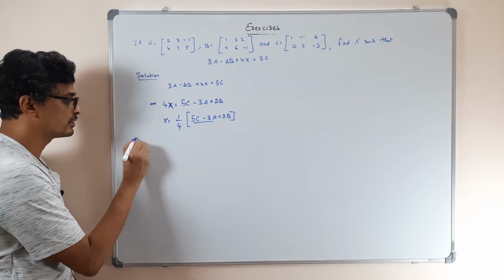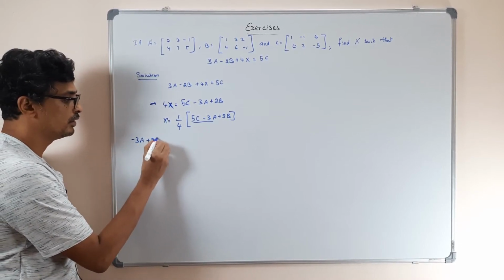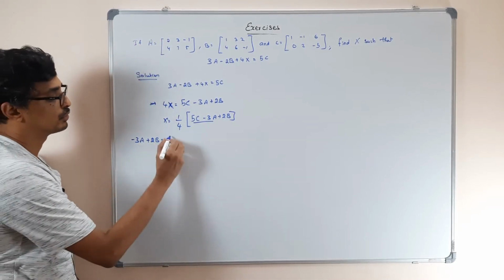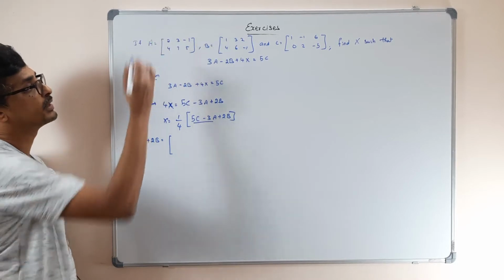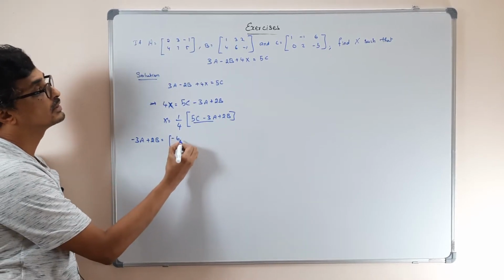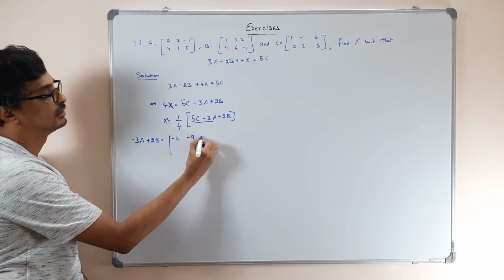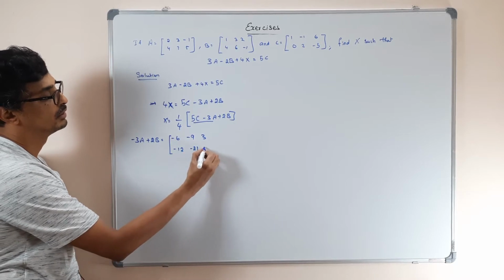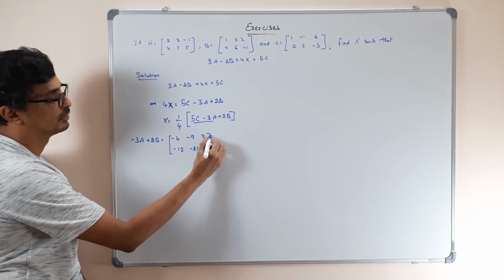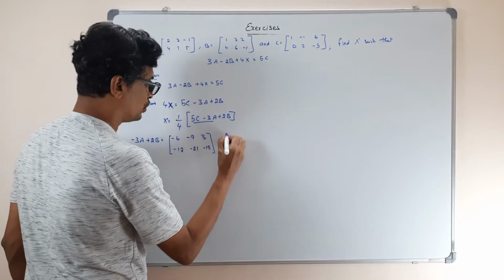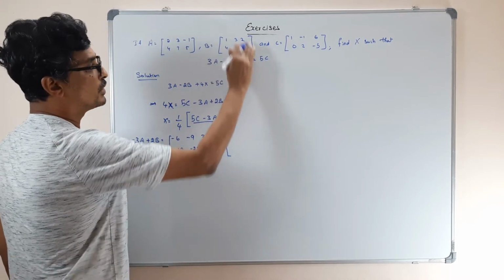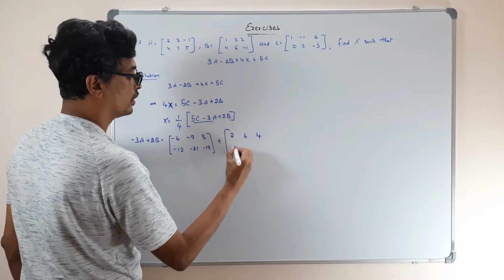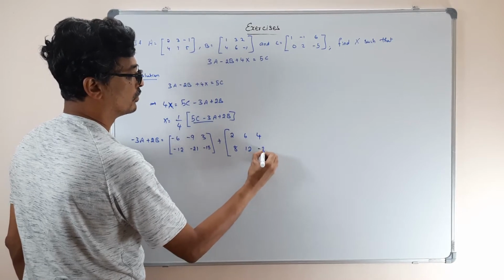You have to write minus 3a plus 2b, so the a should be multiplied with minus 3. What will it be? Tell me. When you multiply with minus 3, this is going to be minus 6, minus 9, 3, minus 12, minus 21, minus 15. And then plus 2 times b. All elements have to be multiplied by 2, right? So 2, 6, 4, 8, 12, minus 2.